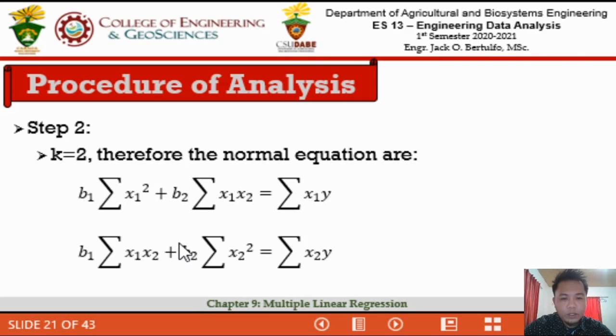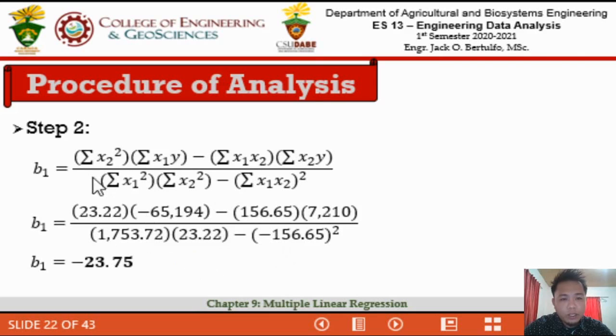You have 2 equations, so you can solve 2 equations, 2 unknowns. You can use your calculator directly, or you can use an elimination method. Okay, but for me, I equate this first equation in terms of beta 1. Then after that, beta 1 is substituted into equation 2 so that you express the equation in terms of beta 1 only. Okay, so that is what happens.